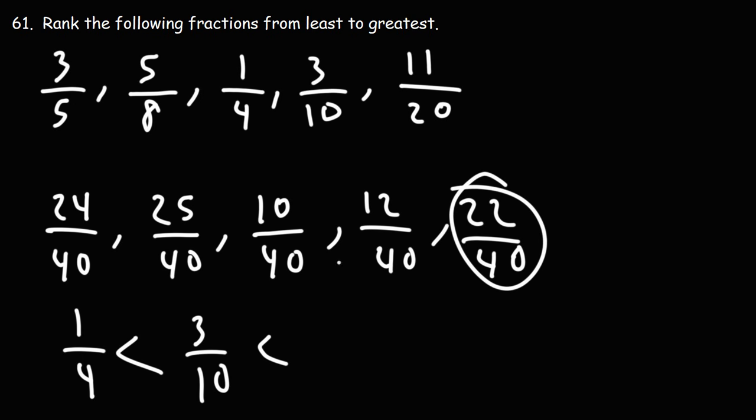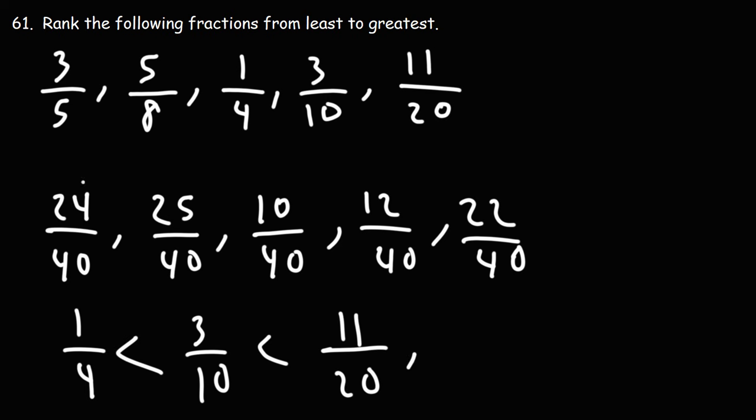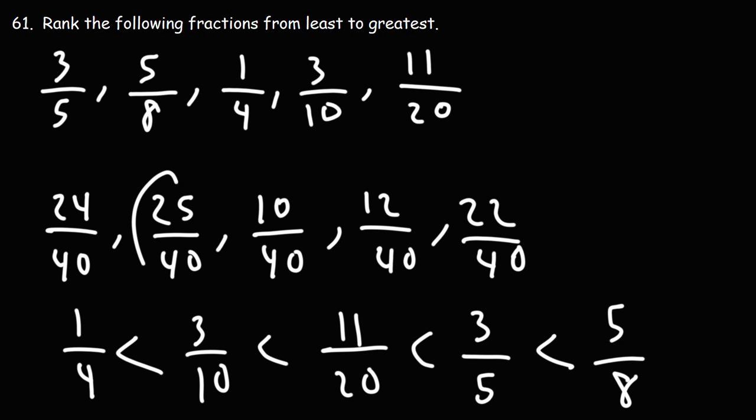Next is 22 over 40, which comes from this one. And then it's 24 over 40, which comes from that fraction. And that's less than the last one. So 5 over 8 is the fraction that has the greatest value. It's 25 over 40.